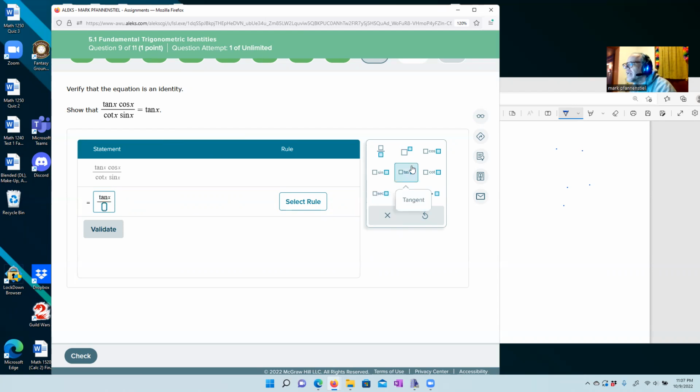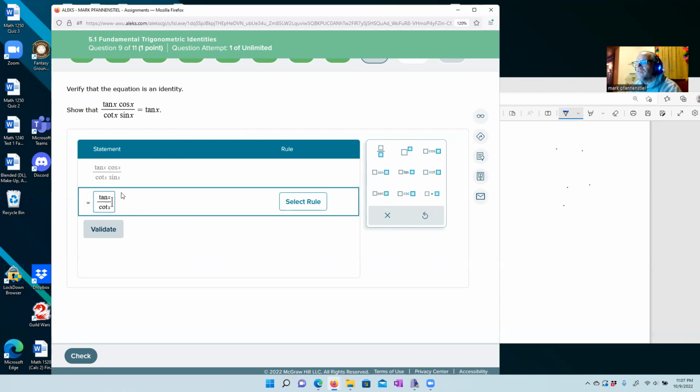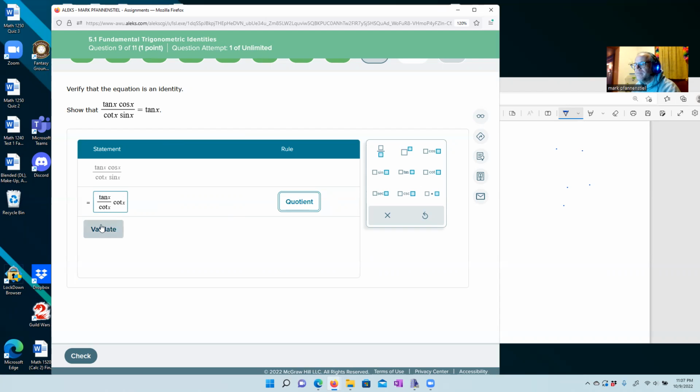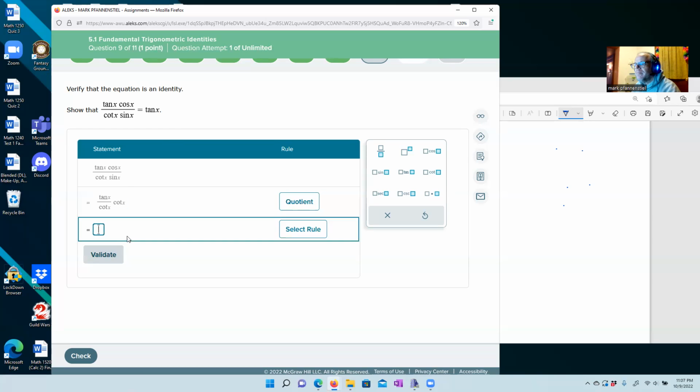We have to go over here. We'll say cotangent x. Okay. And then next we'll say sine x over cosine x, or cosine x over sine x. That's also a cotangent x. Okay. And our rule, what did we do? We decided that was going to be a quotient rule because cosine over sine, that was a quotient. Okay, and we'll say validate.